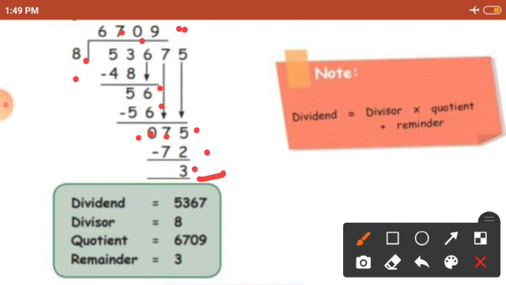And what's the quotient here? 6,709. If you want to check whether you are doing it in the right manner, how will you find that out? Just multiply this divisor into the quotient. That means 8 into 6,709 plus 3. That means adding the remainder. If you add this, you will get what? The dividend. If you didn't get the dividend, you are doing it in a wrong manner. If you get it, that is the right answer for you.